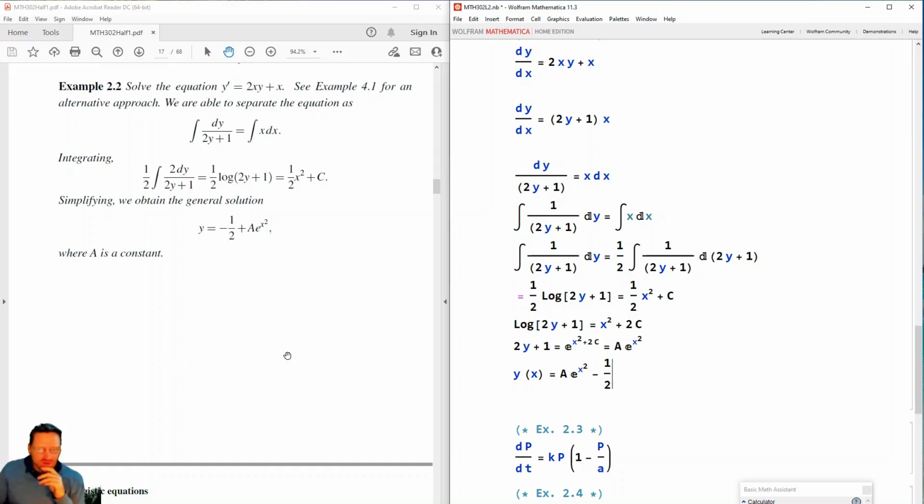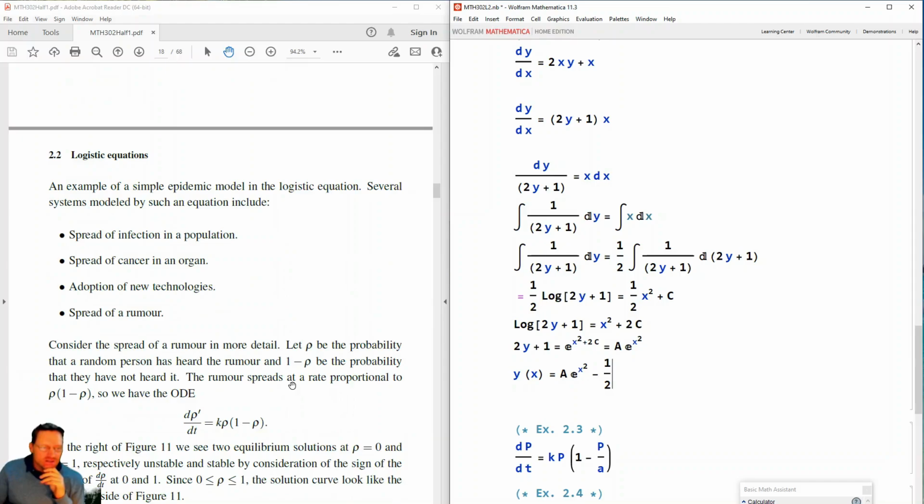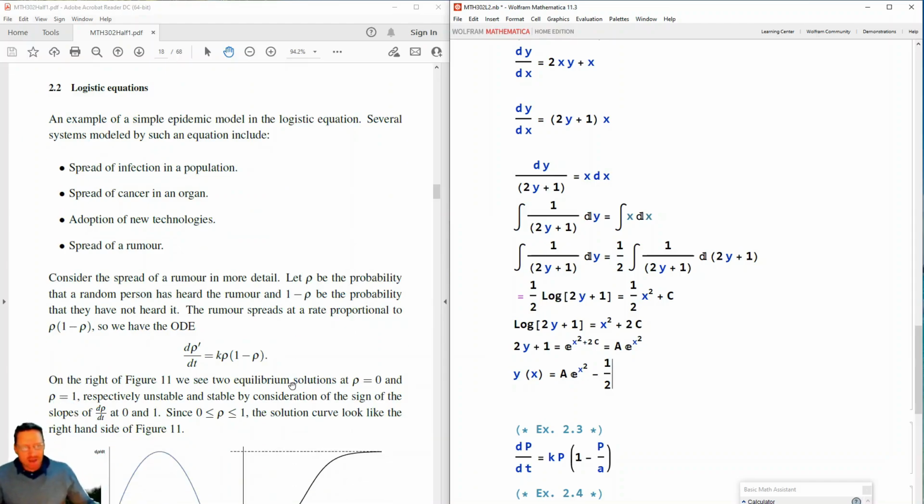Okay, let's move on to another example. So, logistic equations. An example of a simple endemic model is the logistic equation. I see I have a typo there. Several systems modeled by such an equation include the spread of an infection in a population, the spread of cancer in an organ, adoption of new technologies like mobile phones, for example, or the spread of a rumor.